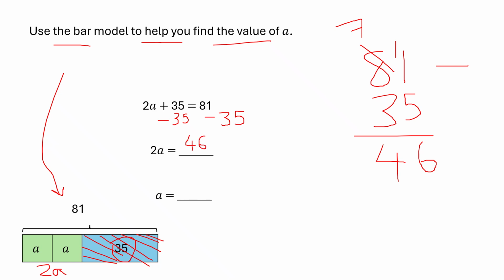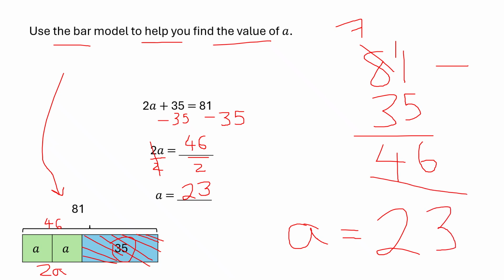So that means each value of A, when I split it into halves, so divide it by 2, means that A will equal 23. Okay, dividing both sides of my equation by 2. So dividing this by 2 and dividing this by 2, these 2s cancel, so we get A is equal to 46 divided by 2, which is 23. So the value of A represents 23 in our equation.